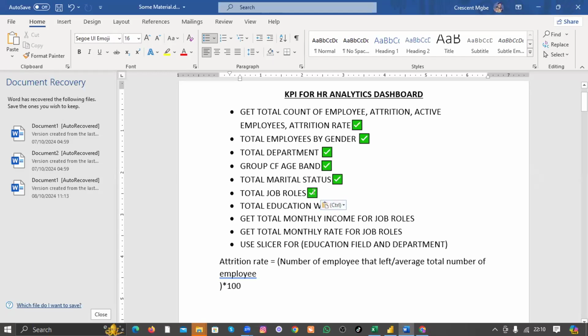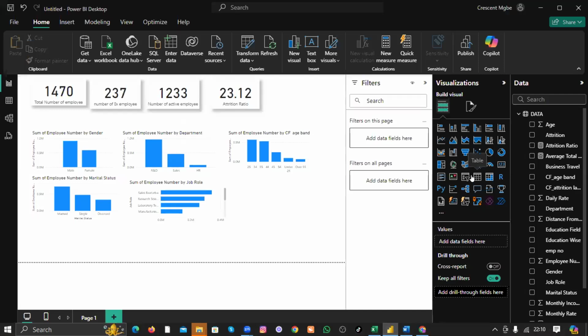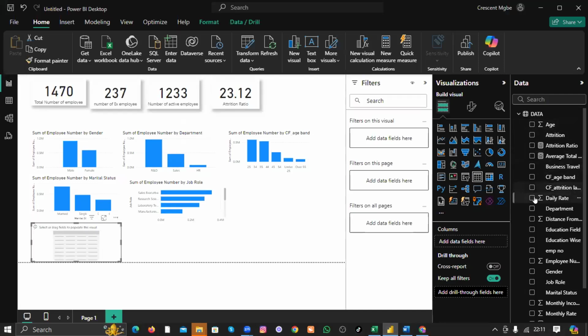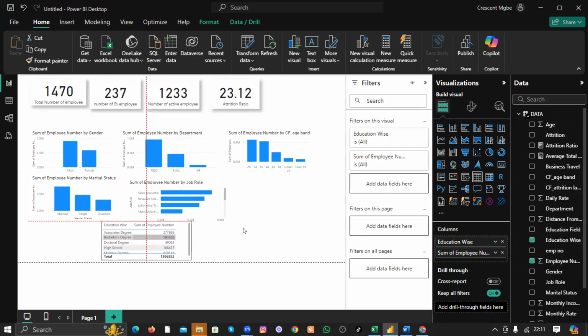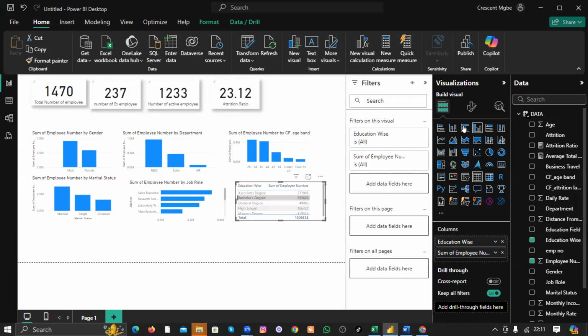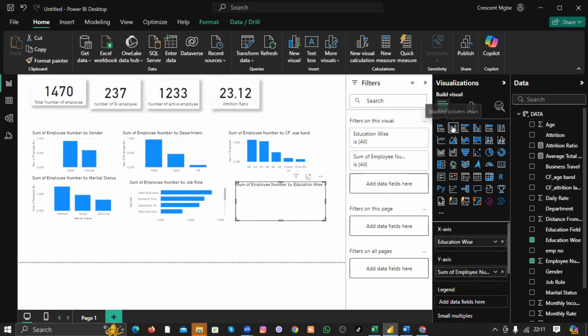Total education wise. All right, so you come here, you get the education wise. What is education wise? This is education wise. And you want to know the number of staff there. And then maybe let's see if this one will work. I think no, you bend your head to read, so this is fine. This one works for us.